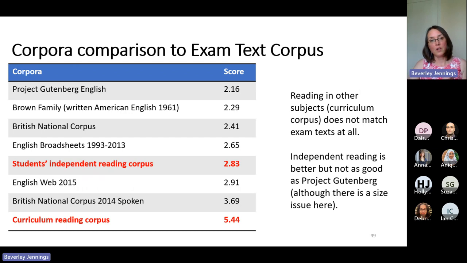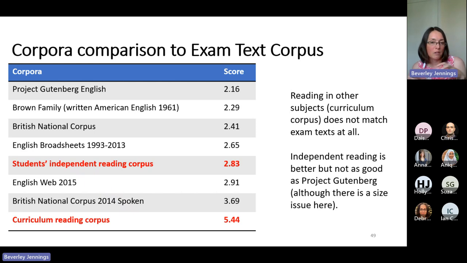So I haven't done very much with these two new corpora that I've made yet, but what I have done is just compare them to the exam text corpus, like I did all the reference corpora right at the beginning, and this is where they slot in. So the students' independent reading comes in here, not as good a match to the exam text corpus as Project Gutenberg and other written ones.